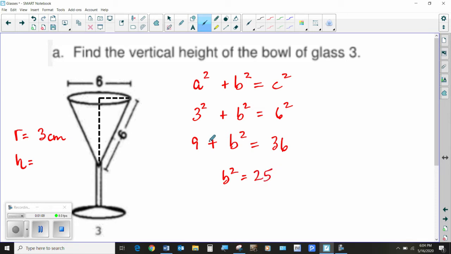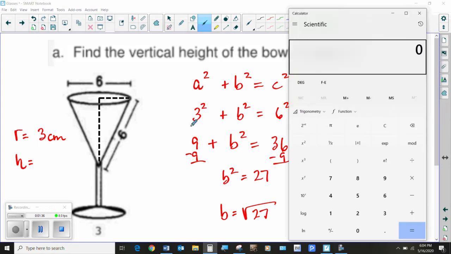People just do this mentally and they call it 25. I have often made mistakes like this trying to go too quickly. However, if you show your work, 36 minus 9 is actually 27, which means that the square root of 27 has to be something a little bit more than 5, because the square root of 25 is 5. This is a little bit more than that.